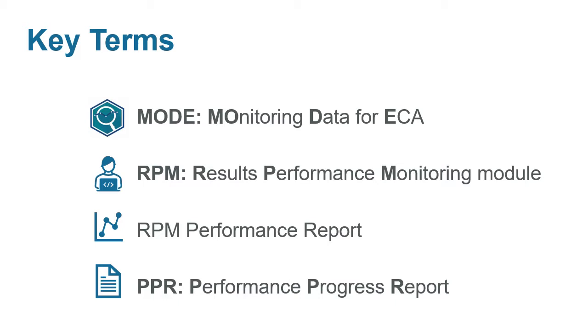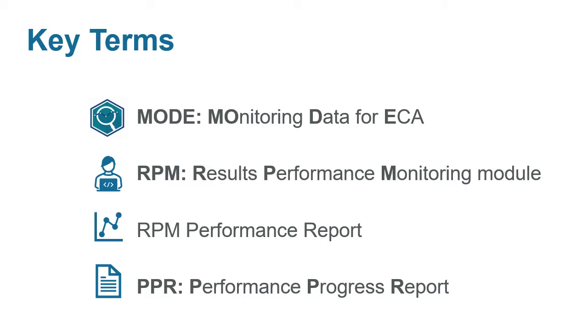RPM stands for the Results Performance Monitoring Module, which is a separate module in SAMS Domestic used to report on performance monitoring data. Data collected as part of MODE are reported into the RPM Performance Reports. The RPM Performance Report is different from the PPR, or the Performance Progress Report. The PPR is used to report on overall progress for an award. The RPM Performance Report is only used to report MODE data.